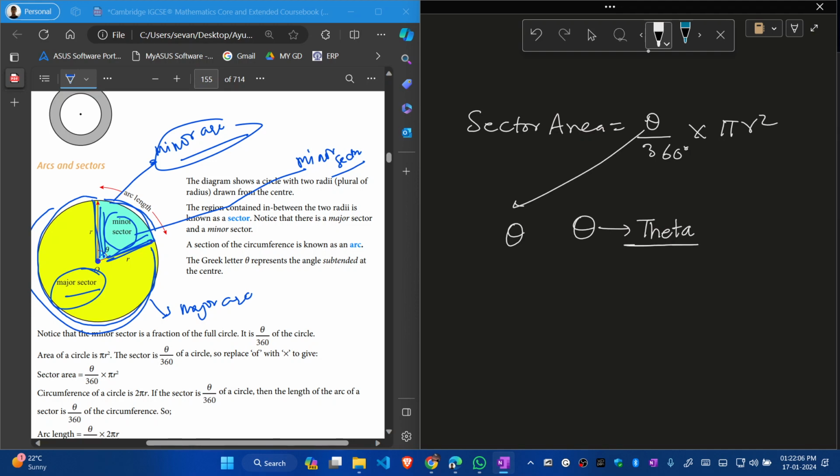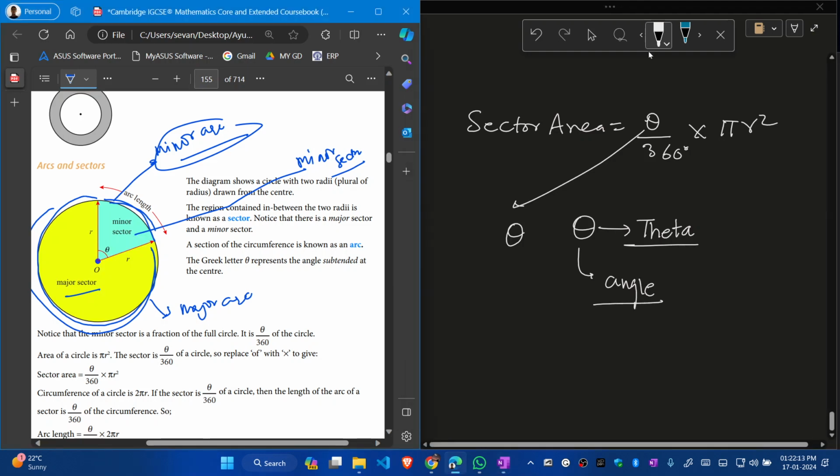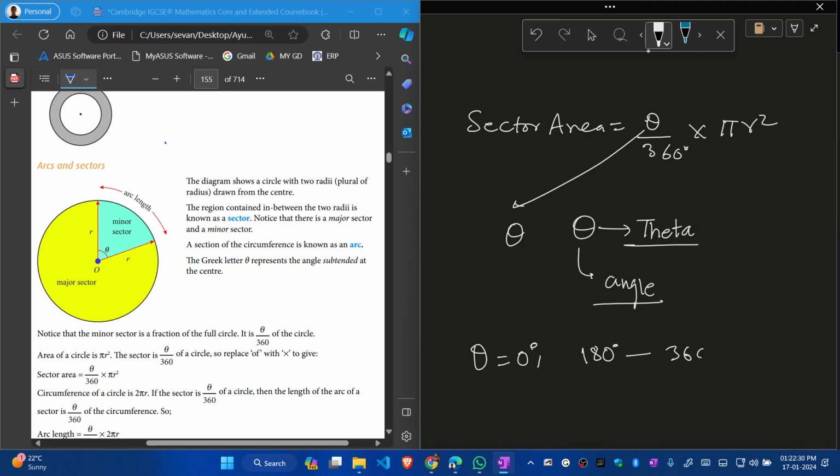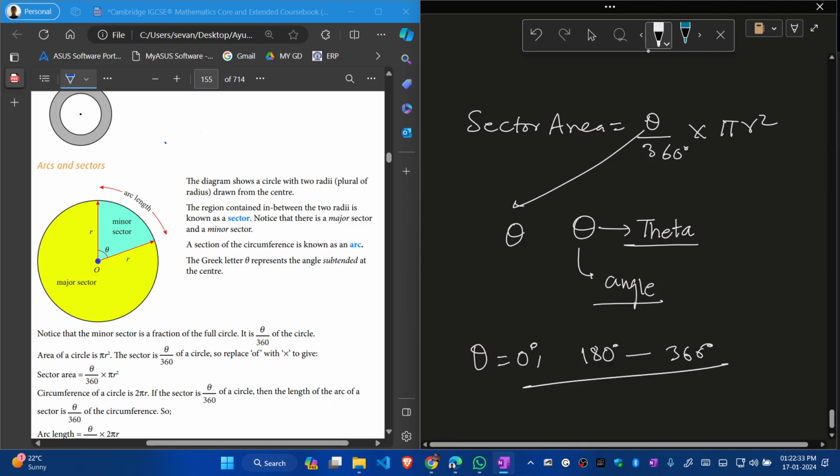Theta is basically an angle, the angle between these two radii. If I rub all this out, you can see theta here. So what values can theta have? It can be 0 degrees to 180, let's say 60 degrees, or any angle, and it can also be more than that. So theta is basically an angle.